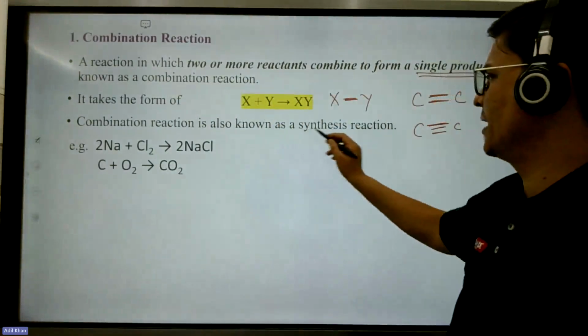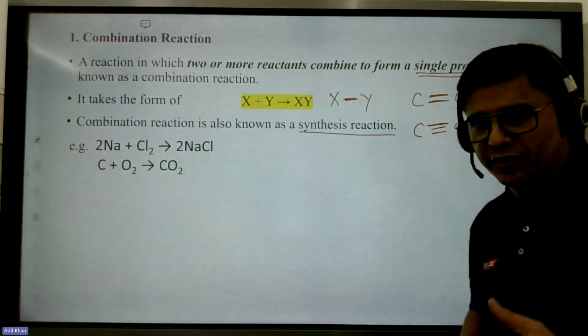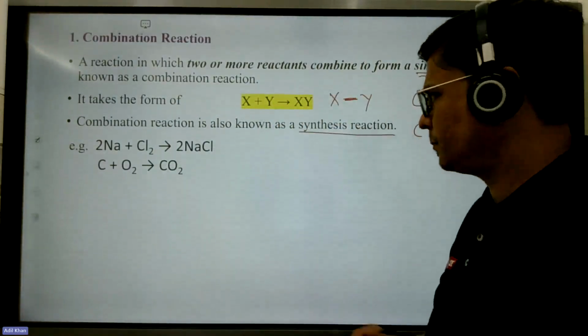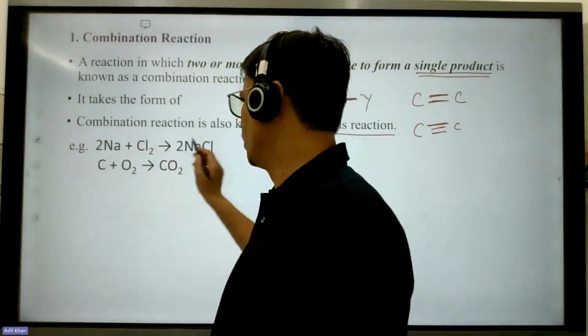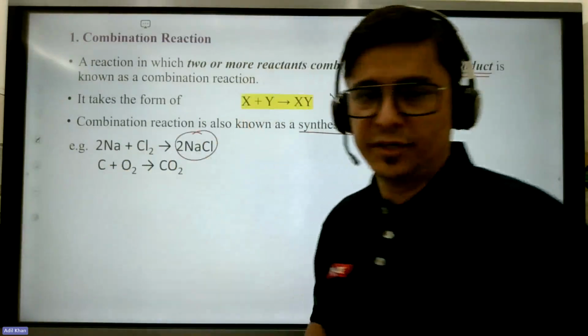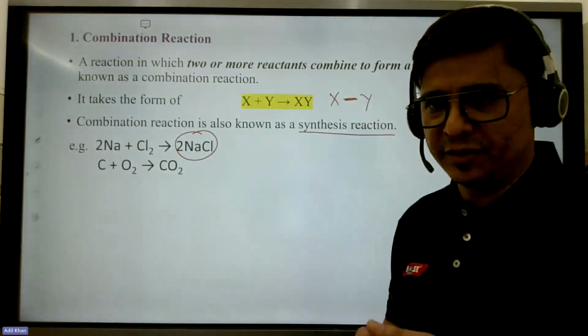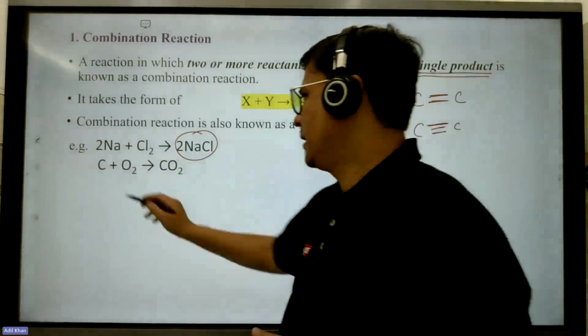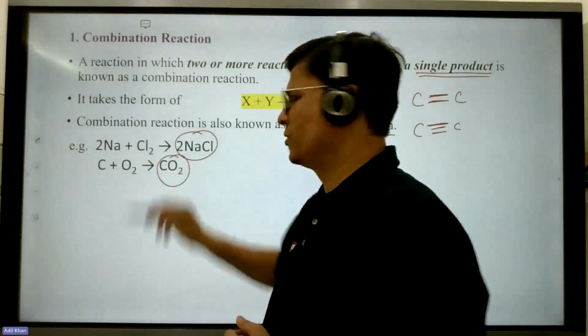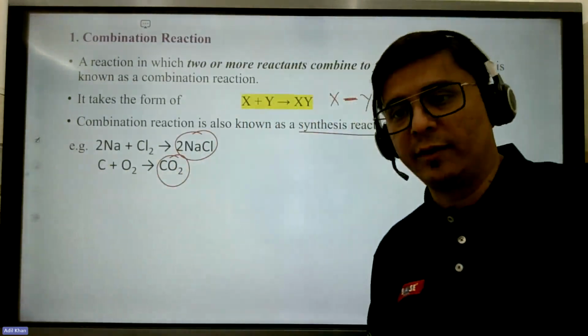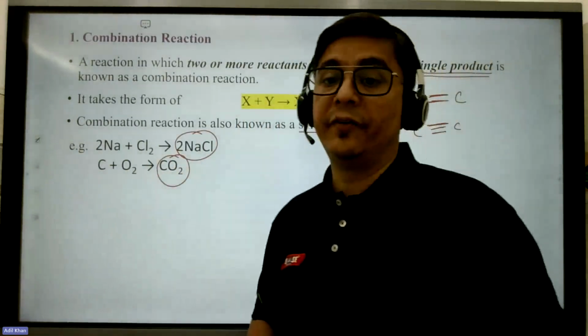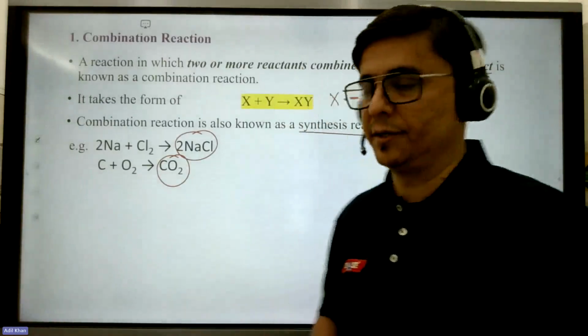So combination reaction is also known as synthesis reaction because it is producing a product. So when I take sodium and chlorine, it produces 2NaCl, which is ionic in nature. This is an ionic compound. Why ionic? Because it is between a metal and a non-metal. And carbon and oxygen, when they combine, give rise to carbon dioxide. This is a covalent molecule because it is formed between 2 non-metals.